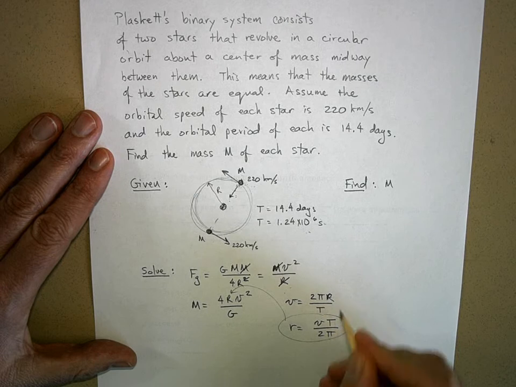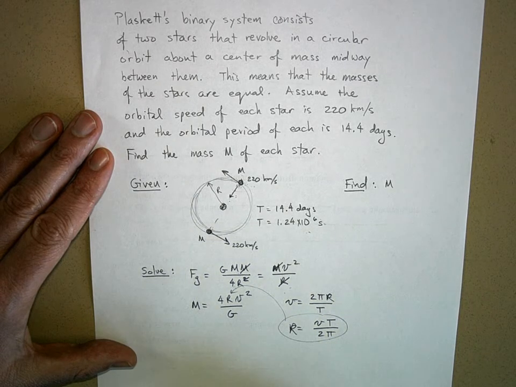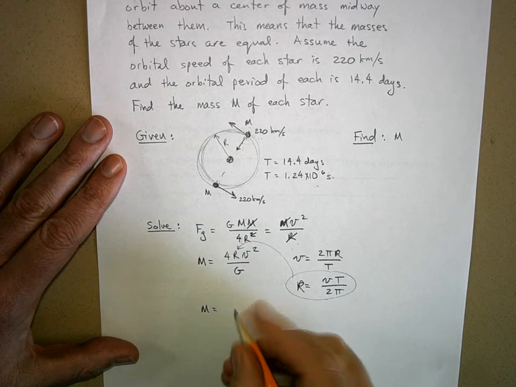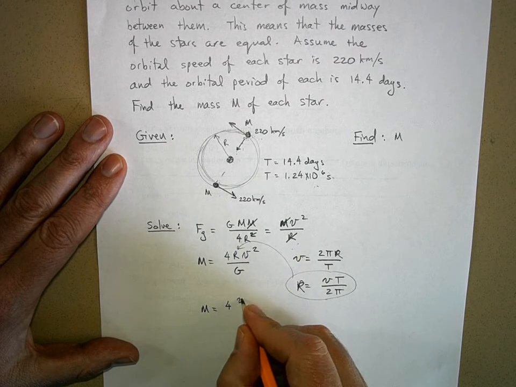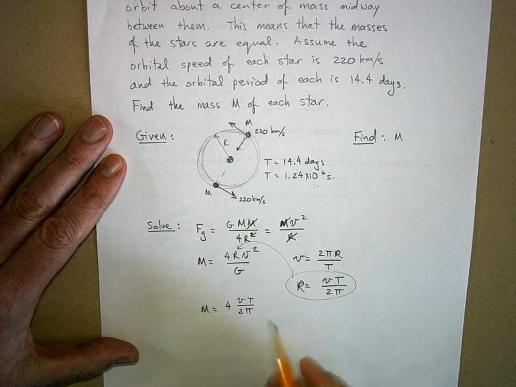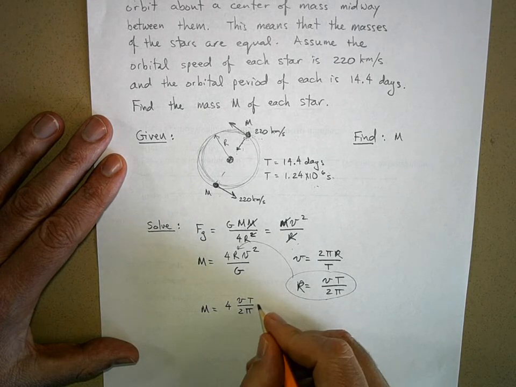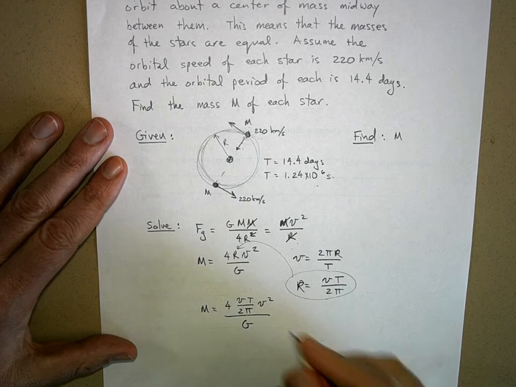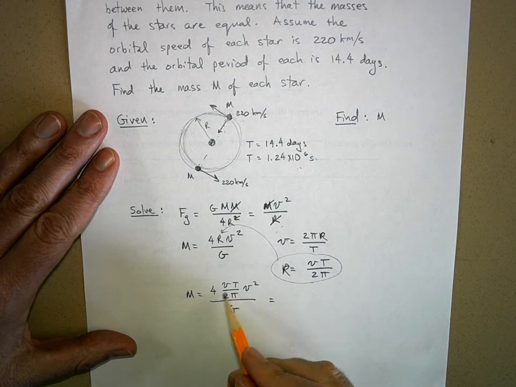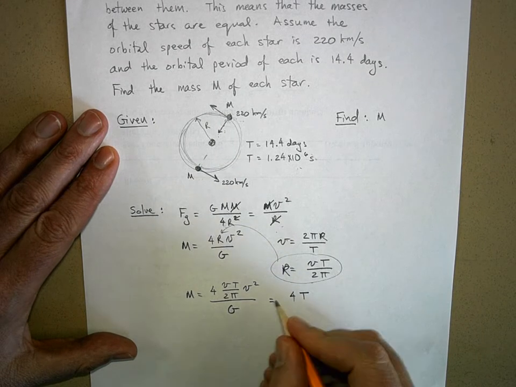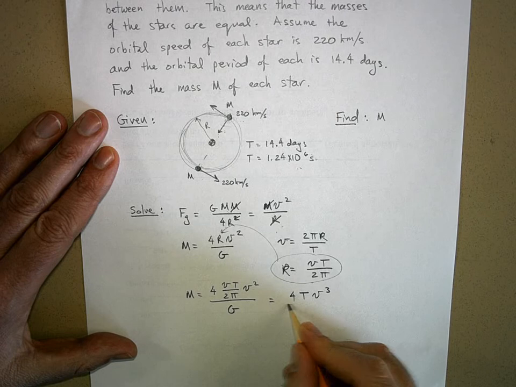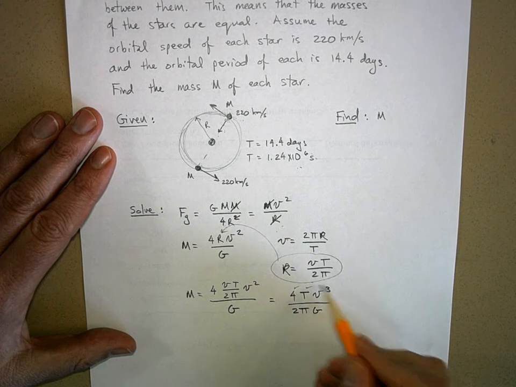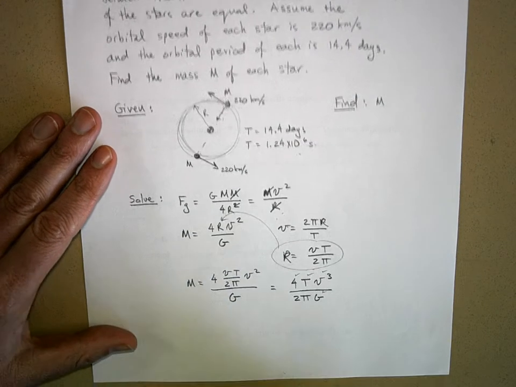I should have used capital R. Stay consistent with my variables. And so now I've got m is equal to 4 times r, but r is v times the period over 2 pi, times v squared, and this is all over G. Now before I plug in numbers, I'm going to make this prettier. It got kind of messy. We've got 4 times the period times the velocity cubed over 2 pi G. But we know everything here. Everything is given. So now it's just a matter of plugging in the numbers.